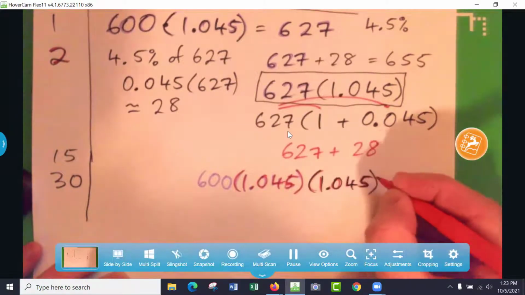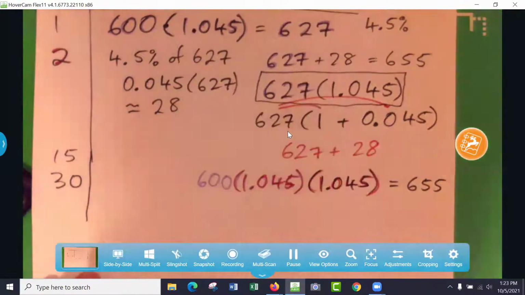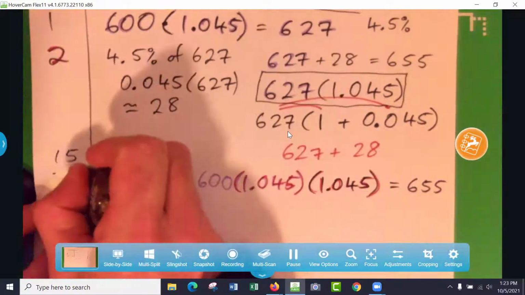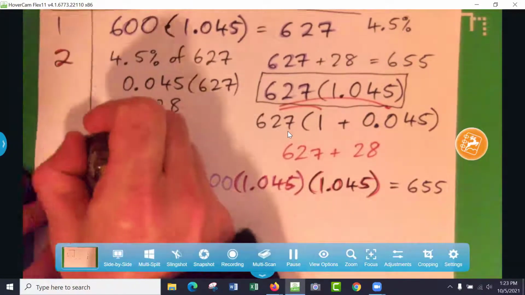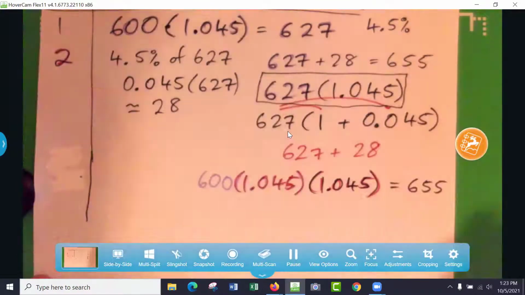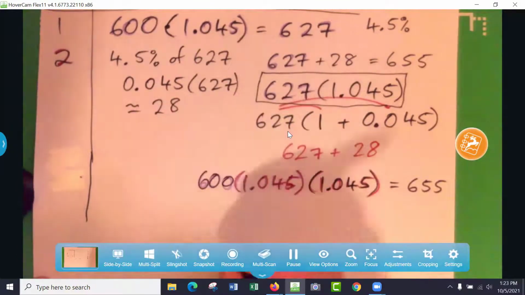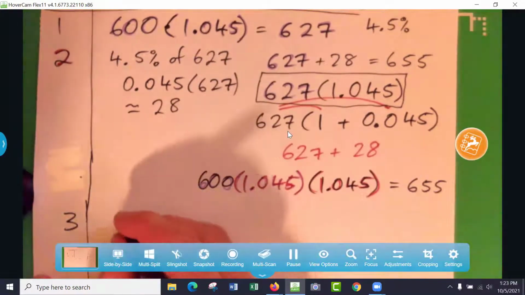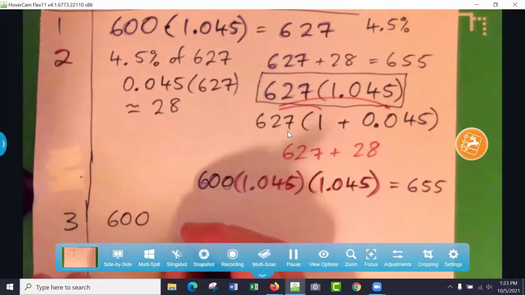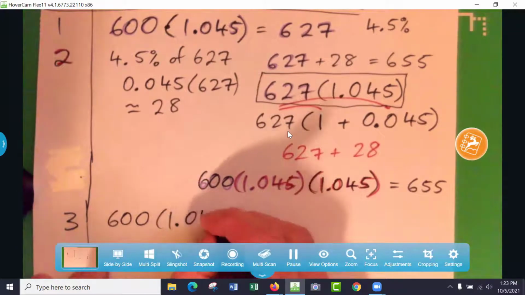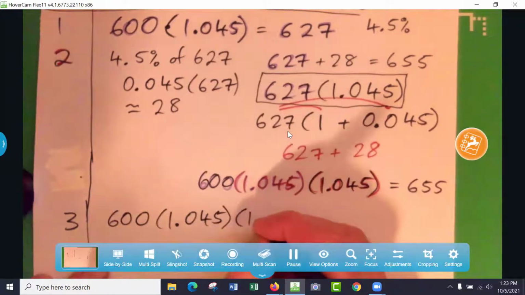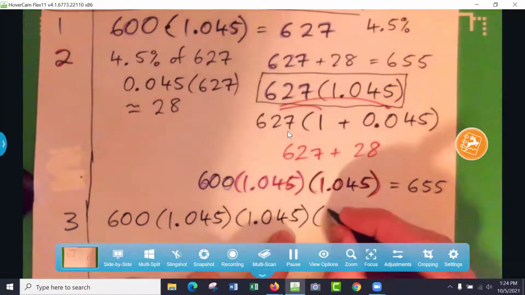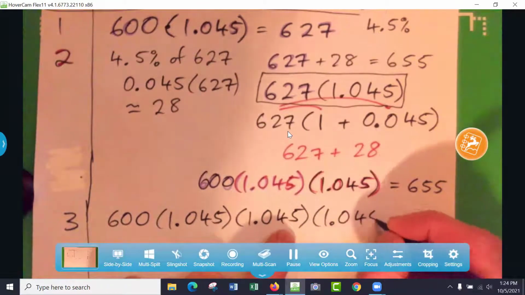See? I have a question. Good. My question is, if you want to do it for the third year, would you just do another one? Yeah, give it a shot. Do the third year. For the third year, I got 684, times 1.045. This will give me 2 years, and you're saying just do another one. I get 3 years. Yeah.